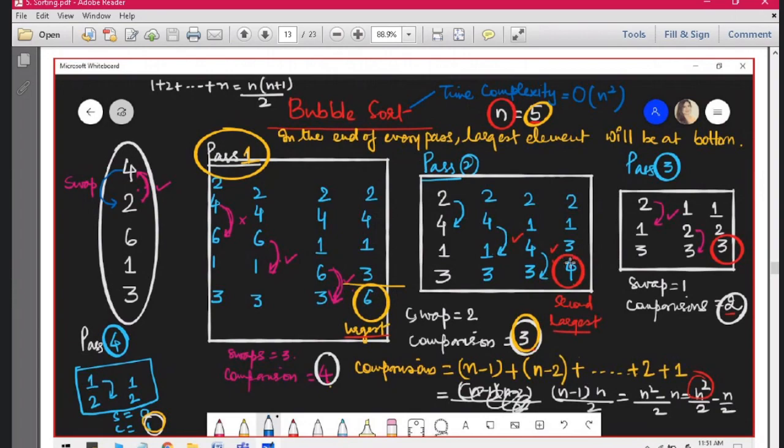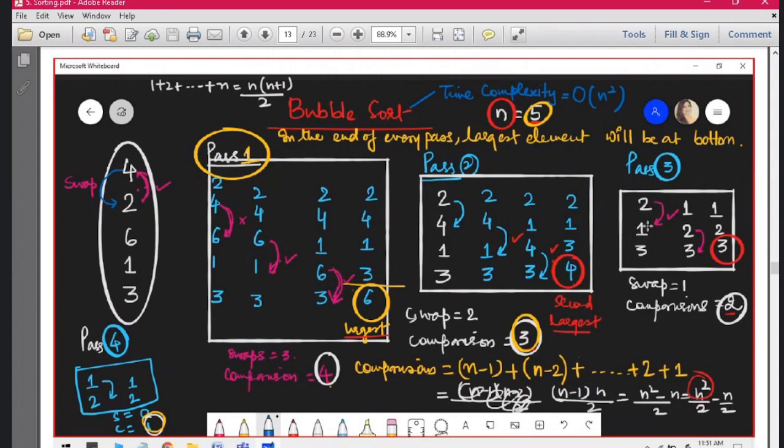At the end of pass 2, you notice that the element 4 is at the second last location. So we got the second largest element also. This was the largest element and this is the second largest element. Now in pass 3, the elements that we will take are 2, 1, 3, and again I will apply bubble sort.